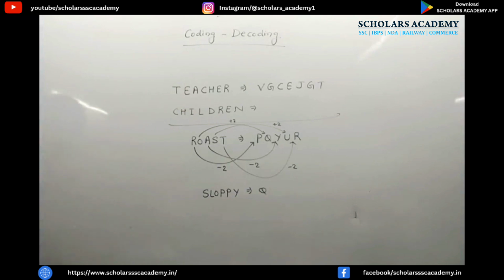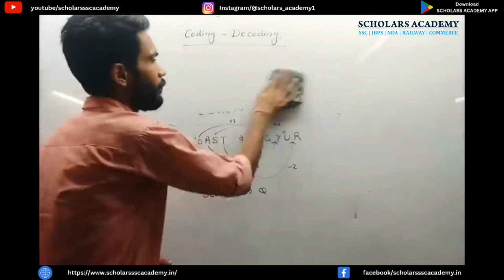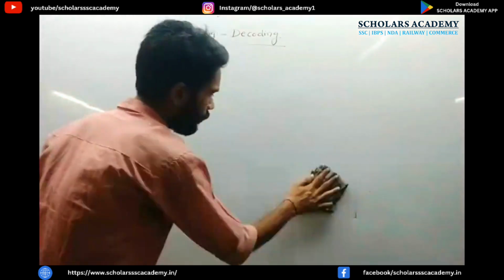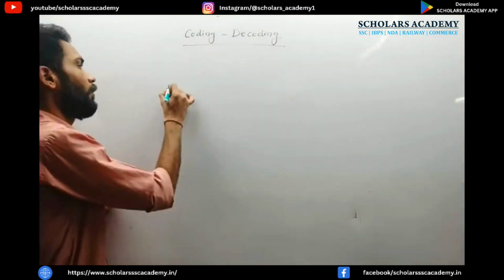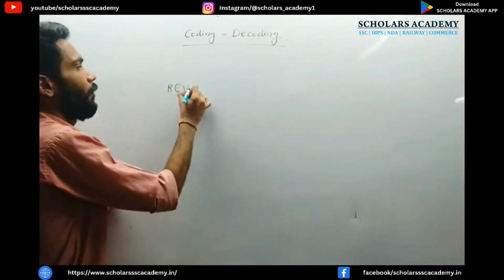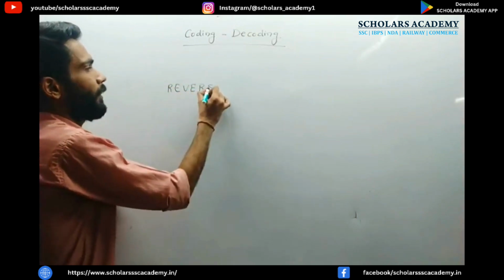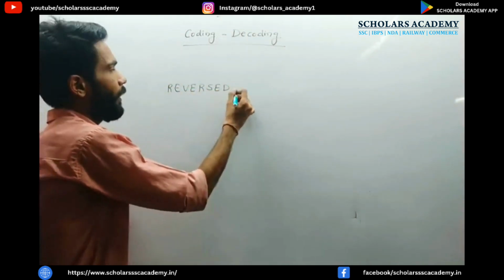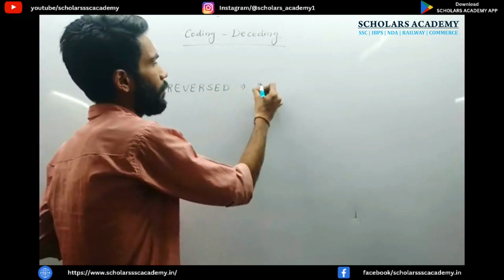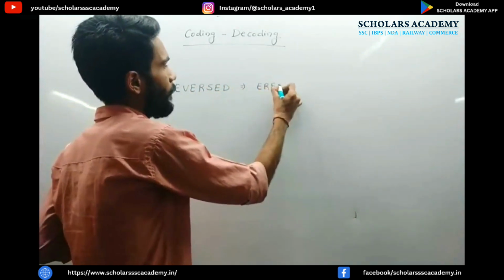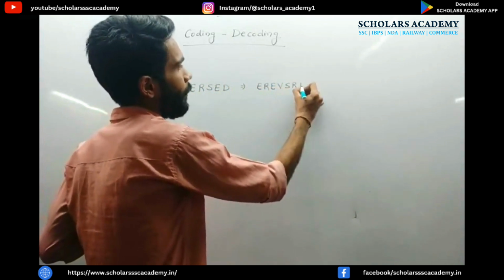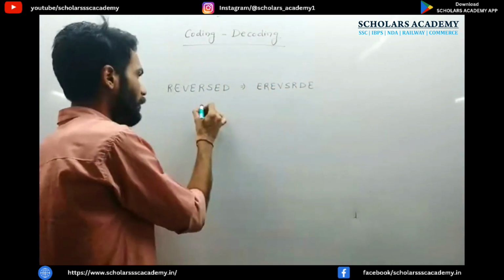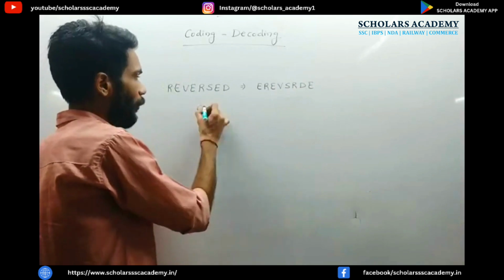Then in question number 3, reversed is coded as, the word itself has its answer. Reversed is the word which has been coded as EREVSRDE. And then they have asked you a simple question, how will you write code in that language?